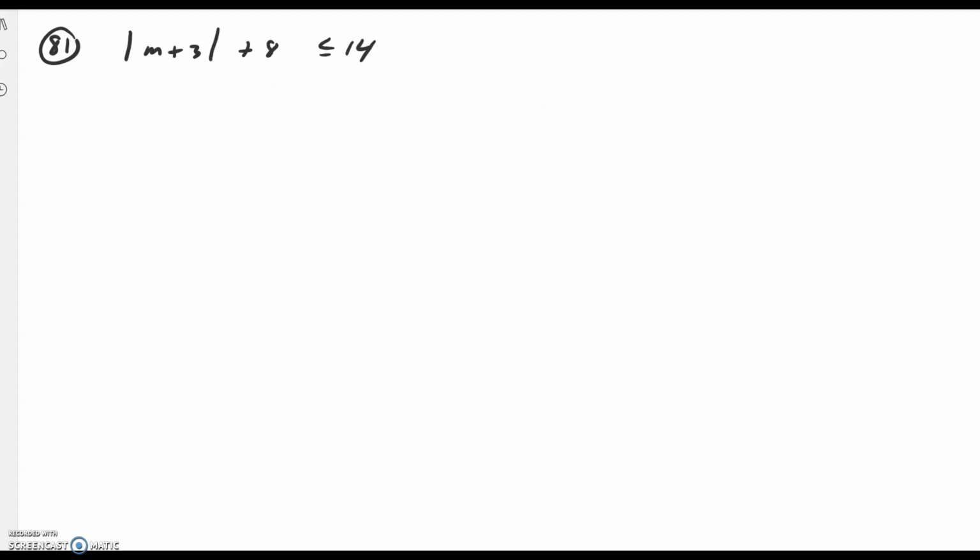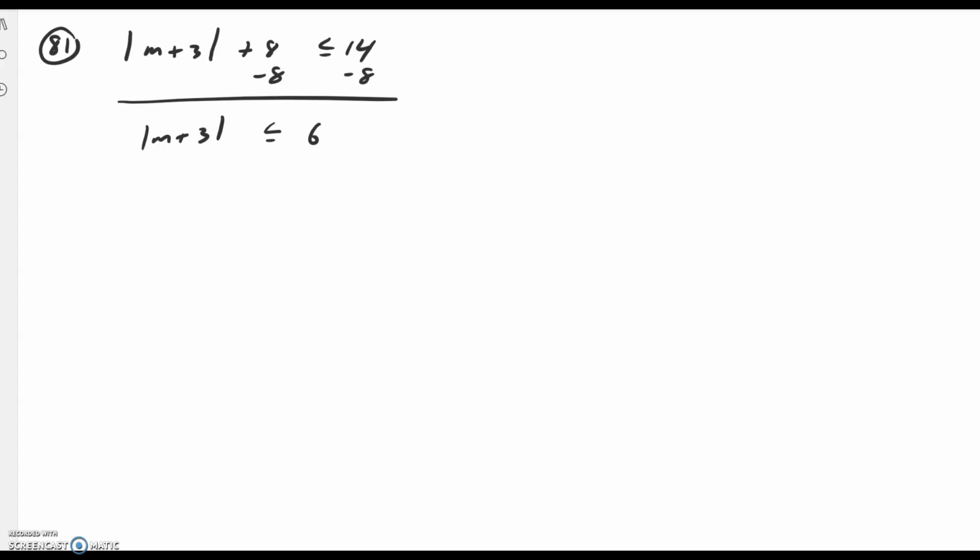So here we can't subtract 3 from both sides or anything. You can't do algebra inside the absolute value sign, but this 8 we could subtract from both sides to make things a little bit simpler. So we have the absolute value of m plus 3 is less than or equal to 6. Now we've got some troubles.